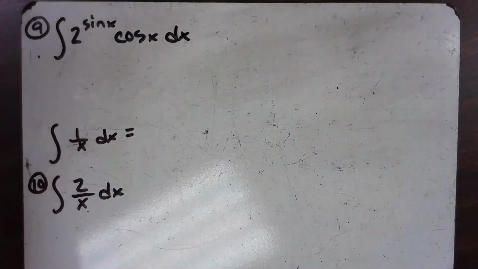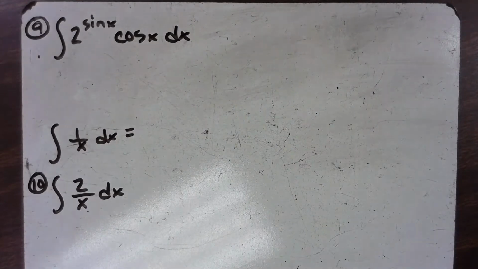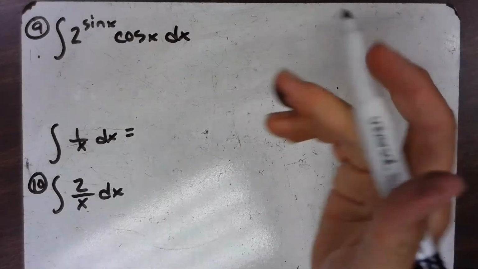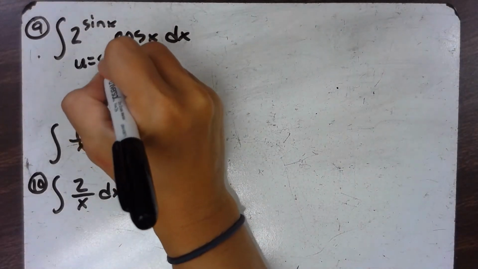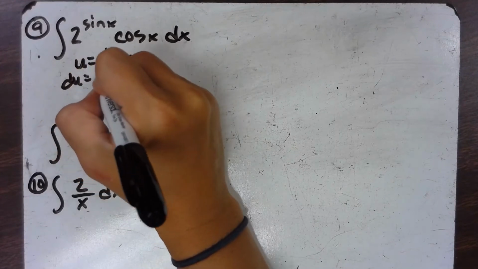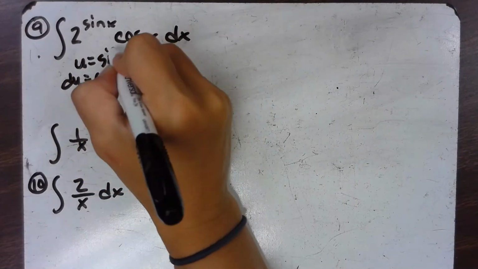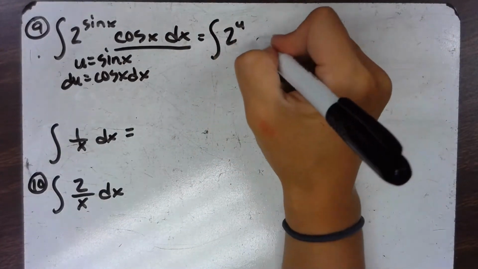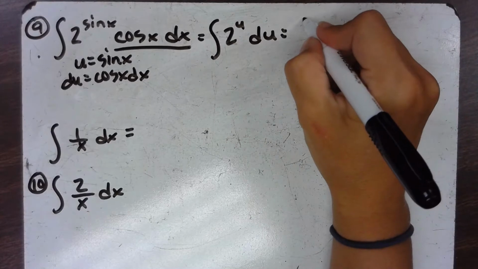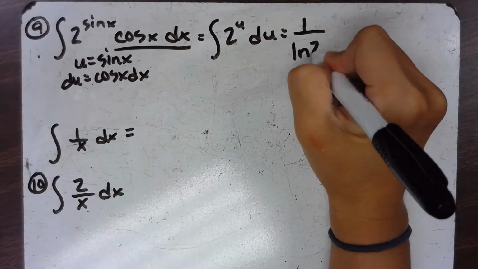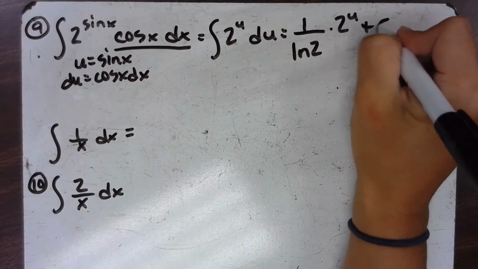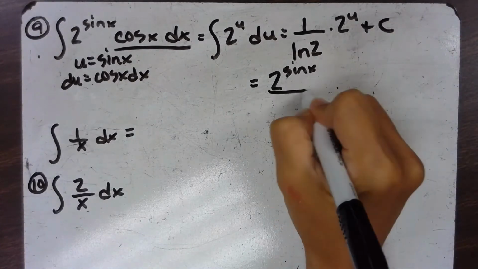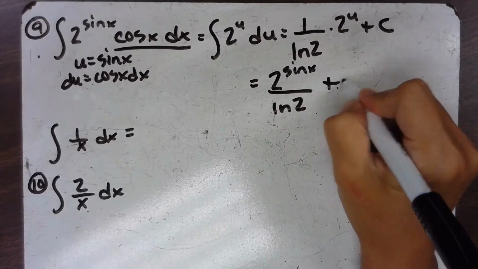Okay, here we go. Number 9. When I start looking at this one, I see sine and cosine, those are derivatives of one another. So if I make u sine x, and I say du equals cosine x dx, guess what? I've got the cosine x dx. So this is just 2 to the u du. So this is just 1 over ln of 2 times 2 to the u plus c. Now go replace u. So it's going to be 2 to the sine x over ln of 2 plus c.